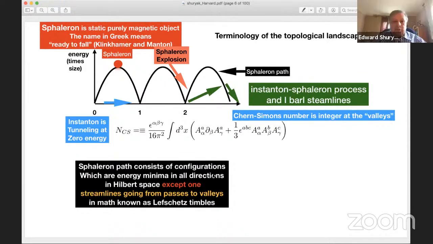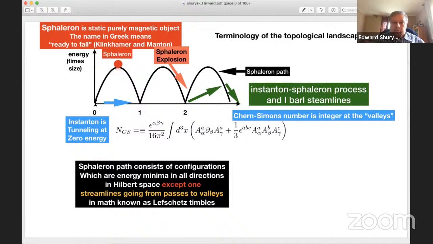Fine, thank you. So this is what we call the topological landscape. The horizontal line is the Chern-Simons number. When it is an integer, these lines go to zero. The field becomes pure gauge, and we simply have a pure gauge field with zero energy, but these gauges are topologically different. I forgot the mathematical classification of that. Now, we call them valleys. They're separated by states with finite energy. So if we are interested in states which have minimal energy but fixed size and fixed value of Chern-Simons number, then we have these lines, which we call the sphaleron path. There's a mountain separating the valleys.